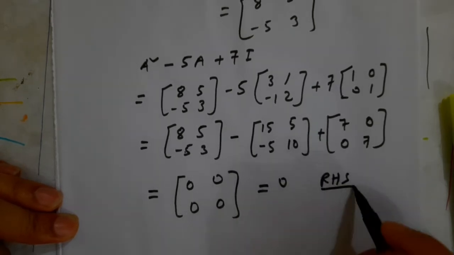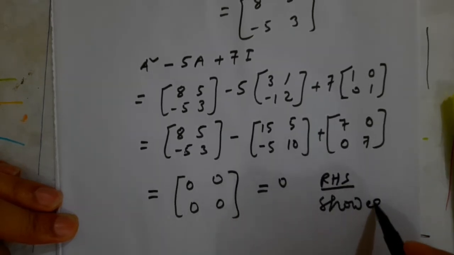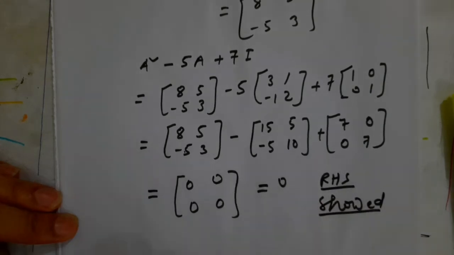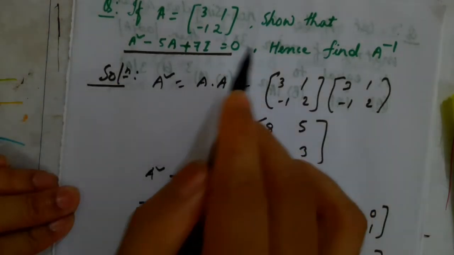Right hand side is 0. We were asked to show this, and that is shown. Now we have to find the inverse with the help of this result.